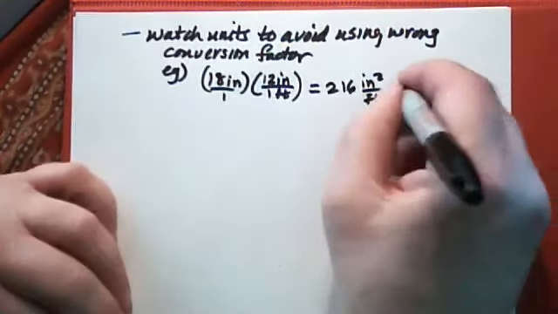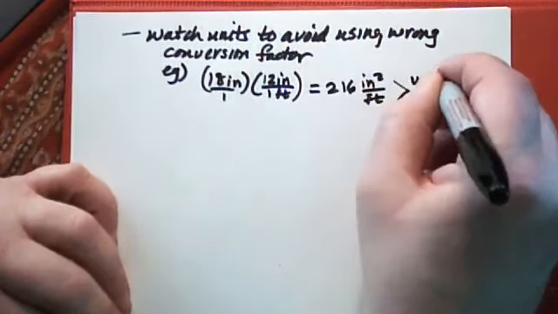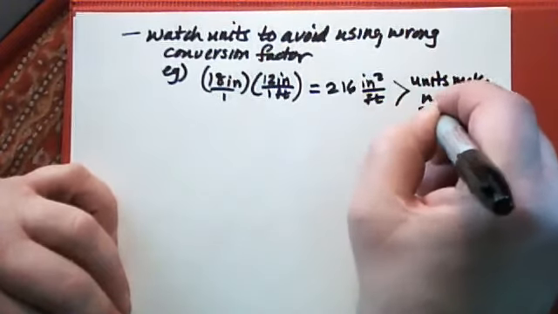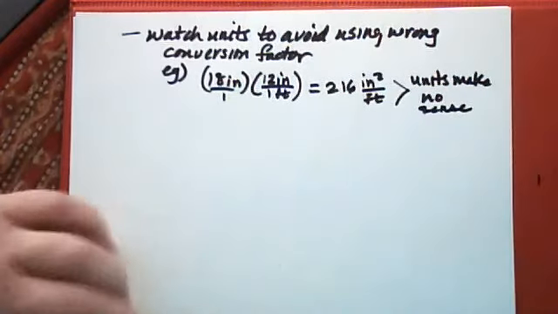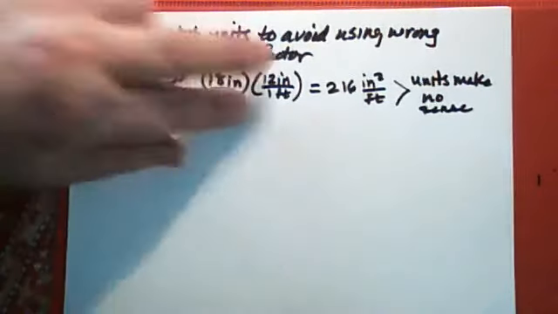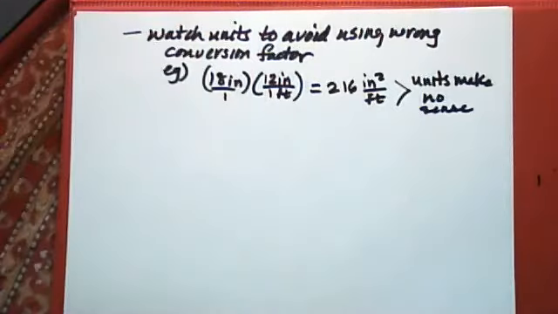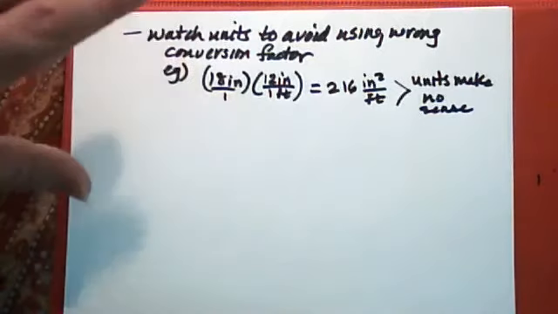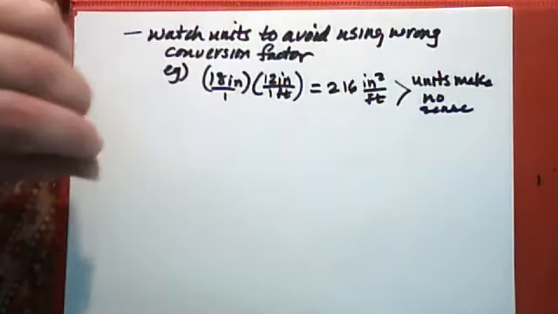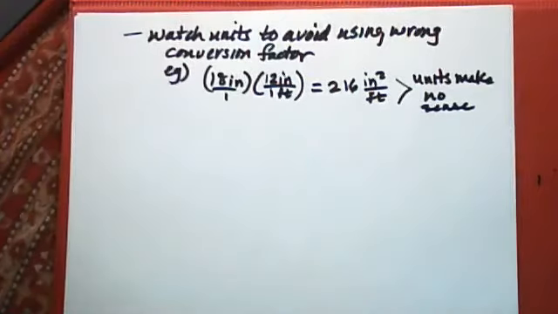And see, the units make no sense. And so that's a pretty good indication that you did something wrong. So you try it with the conversion factor the other way around, and lo and behold, you get feet. And that's exactly what you wanted. So you always want to keep track of the units.